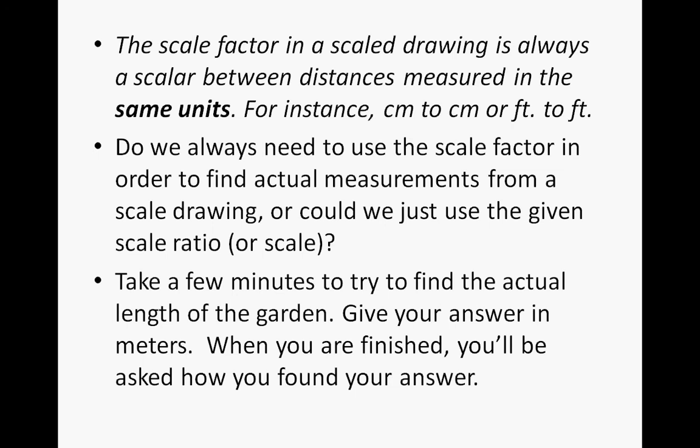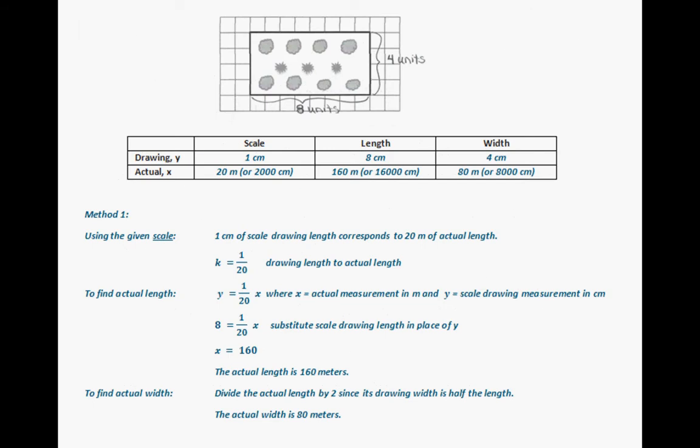All right, you should be done with the garden question, so let's compare your answers. If the scale is 1 centimeter and the actual would then be 20 meters or 2,000 centimeters. If the length is 8 centimeters, then the actual length is 160 meters or 16,000 centimeters. And if the width is 4 centimeters, then the actual is 80 meters or 8,000 centimeters. So here's method 1. Here's one way you can figure it out using the given scale.